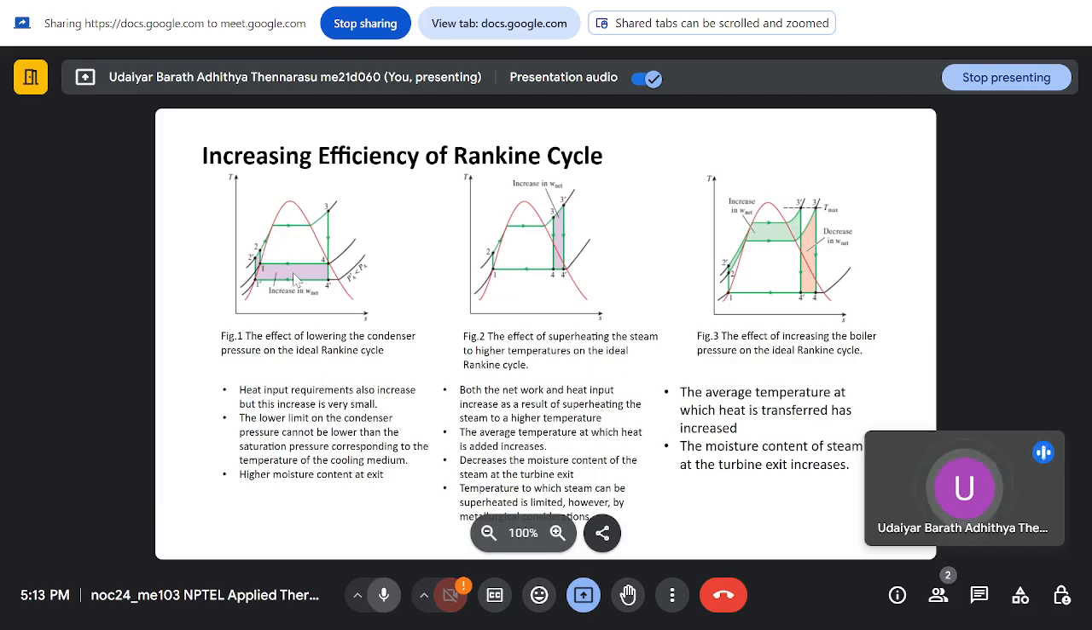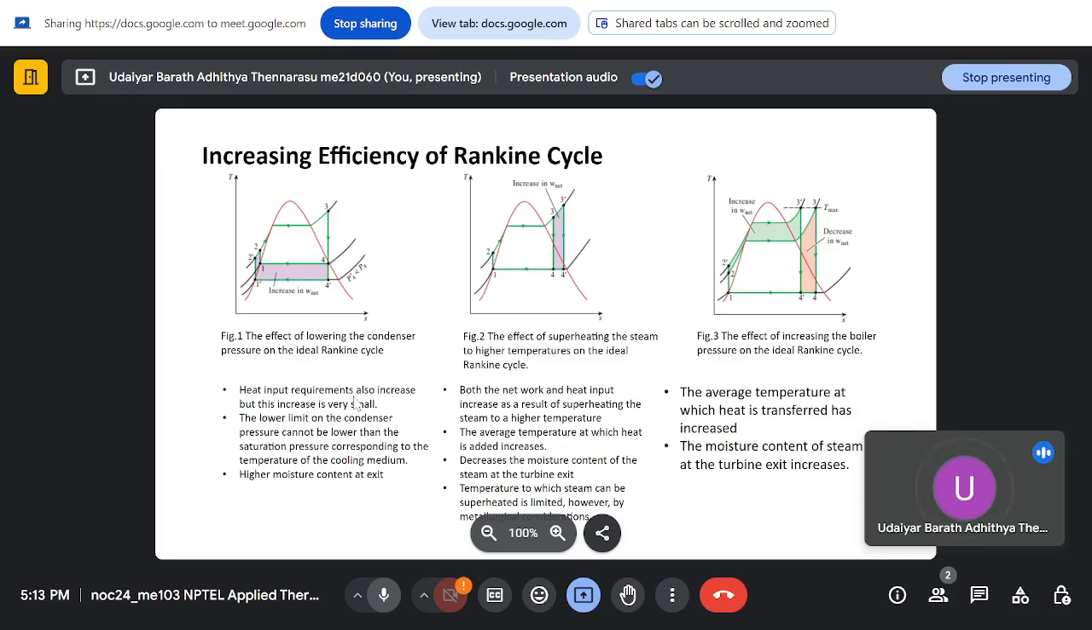So the net increase in efficiency has to be taken. There will be an increase, but it will not be by a huge margin. So the lower limit on the condenser pressure cannot be lower than the saturation pressure corresponding to the temperature of the cooling medium.